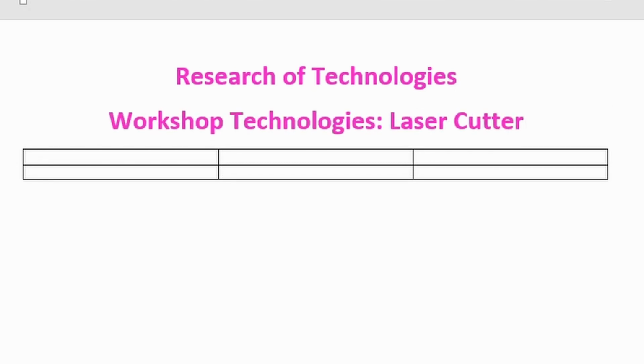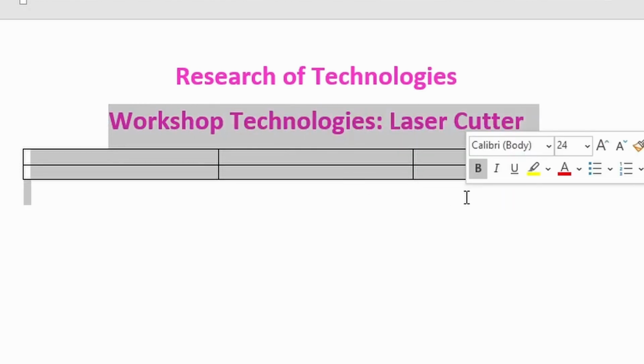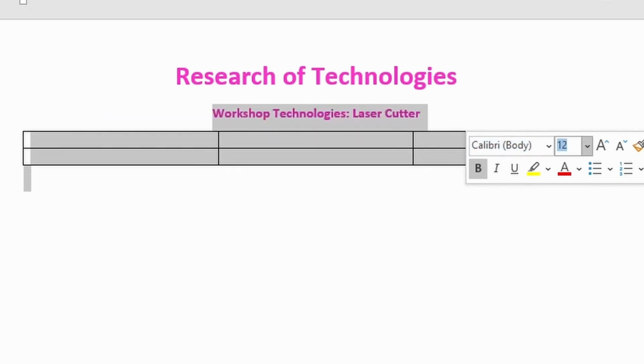Click beside the major heading and press Enter on your keyboard. Write the subheading Workshop Technologies: laser cutter. Select the minor heading and the table and set the text to size 12 Calibri font, ensuring that the text is both bolded and black in color.